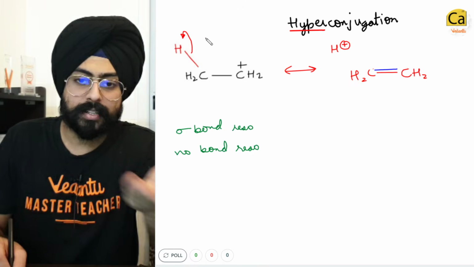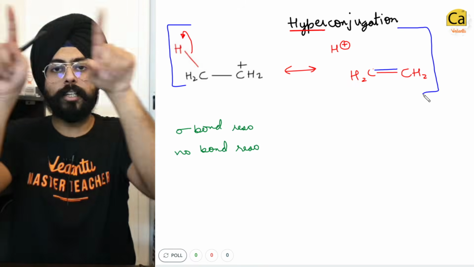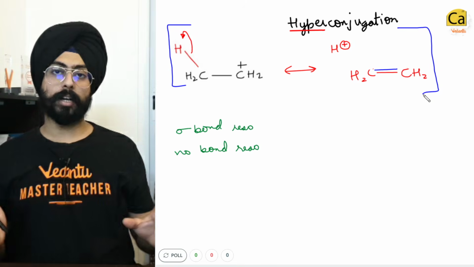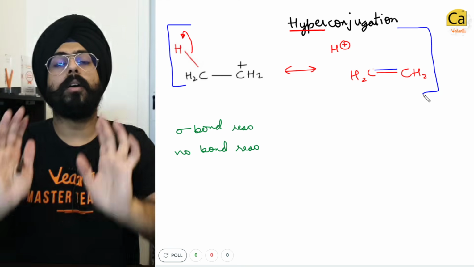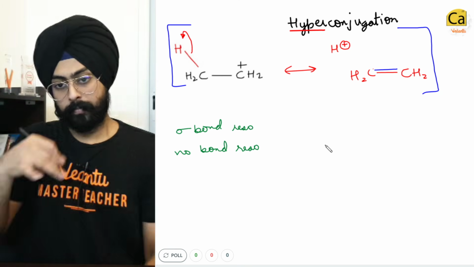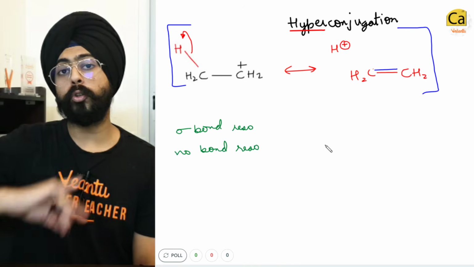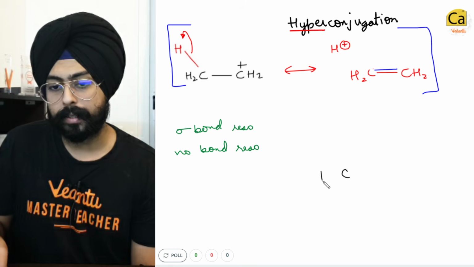And obviously, these 2 structures that I've drawn are imaginary, so we will put them in the square brackets. Whenever you are making resonating structures or hyperconjugating structures, you have to put them in square brackets. Alright, now my dear friends, if I have to make the hyperconjugating hybrid, what exists in reality, it will look something like this.